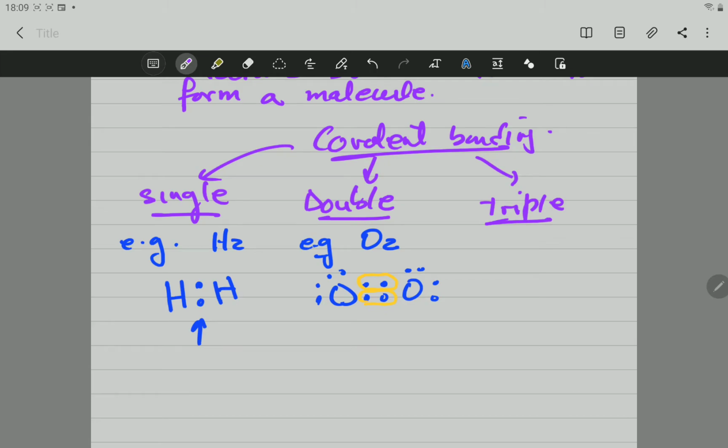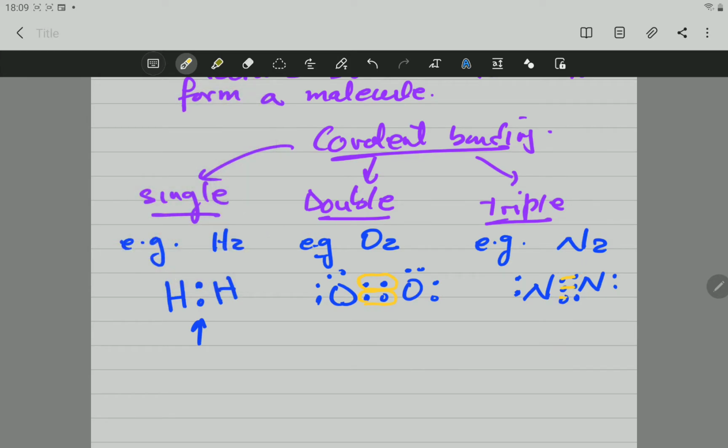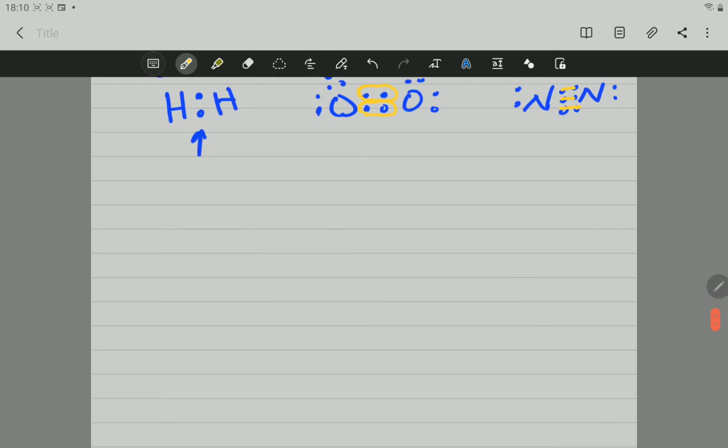It could also be triple covalent bonding. For example, in nitrogen gas. Now, nitrogen gas will have a triple covalent bond. We're going to see how to draw this Lewis dot diagram for the formation of bonding. Here you can see that there are 1, 2, and 3 bonds. Okay, so a covalent bond could either be single, double, or triple.